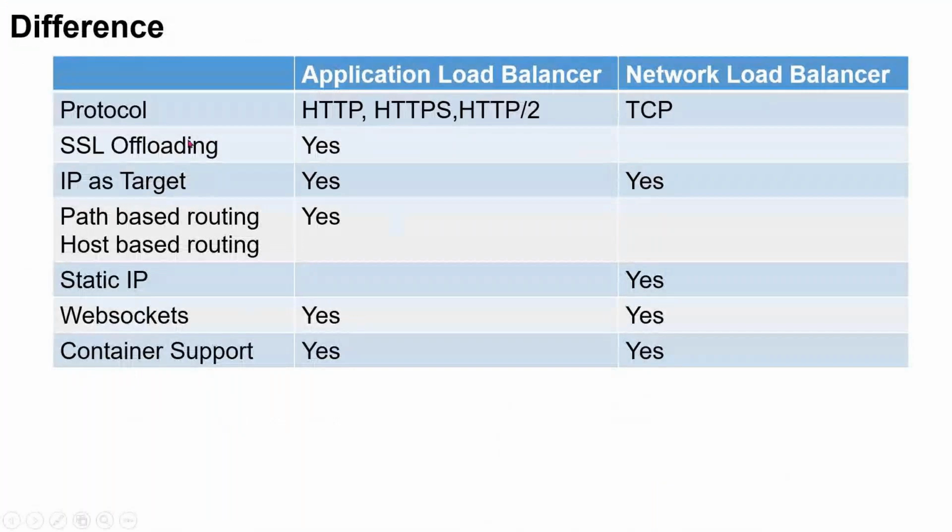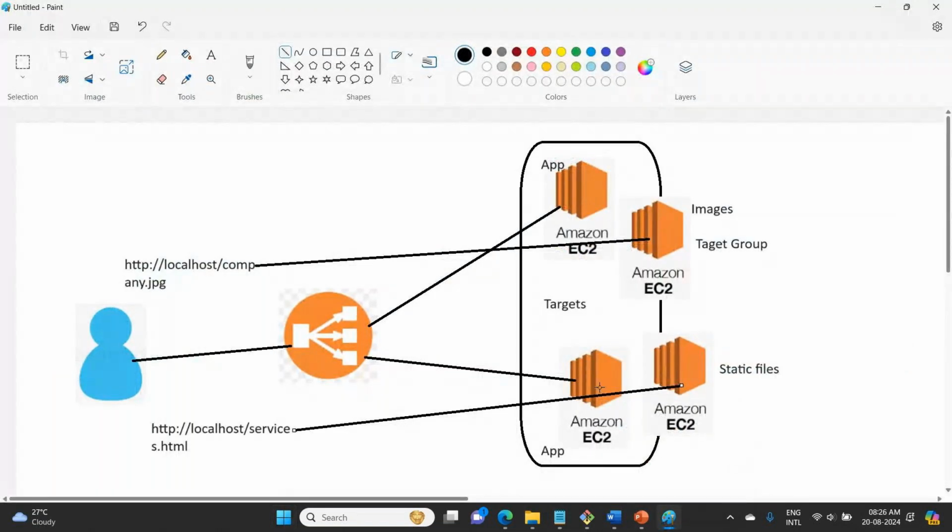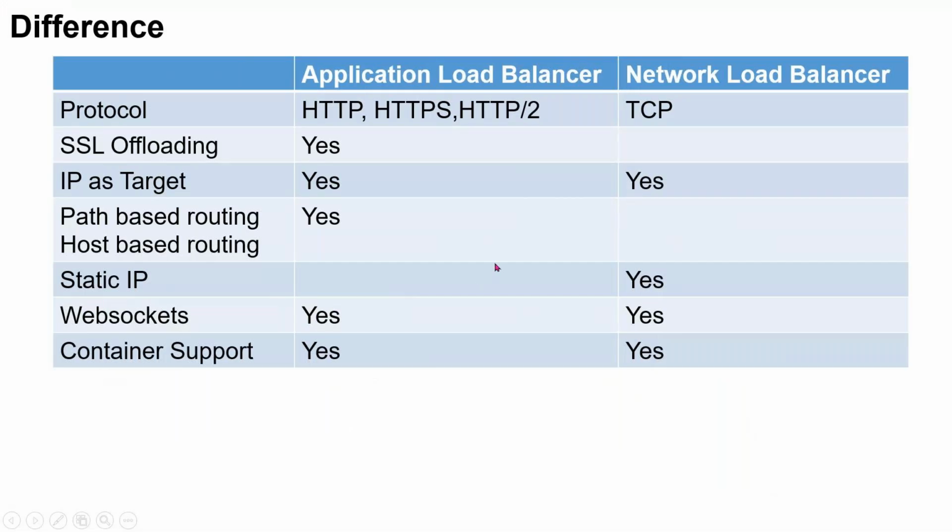These are the differences that we have captured here. You can look here. Preferred protocol: application load balancer HTTP/HTTPS, network load balancer TCP. SSL offloading: application load balancer yes, network load balancer no. Targets is what we discussed here. Targets can be an EC2 instance, an IP address, Docker containers. Targets can be anything in both load balancers. Path-based and host-based routing: application load balancer offers it, network load balancer doesn't.